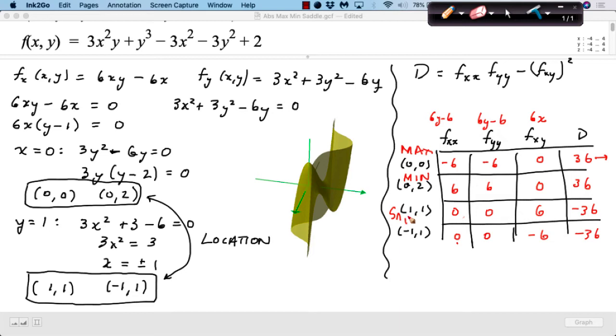Okay, and then finding the values of the max and min is just a matter of plugging your critical points into the function, getting the z values. So if you want to know the height at the local max, plug your 0, 0 into the function. What do you get? 2. So the value of the local max is 2, because it's what you get when you plug 0, 0 into the function.